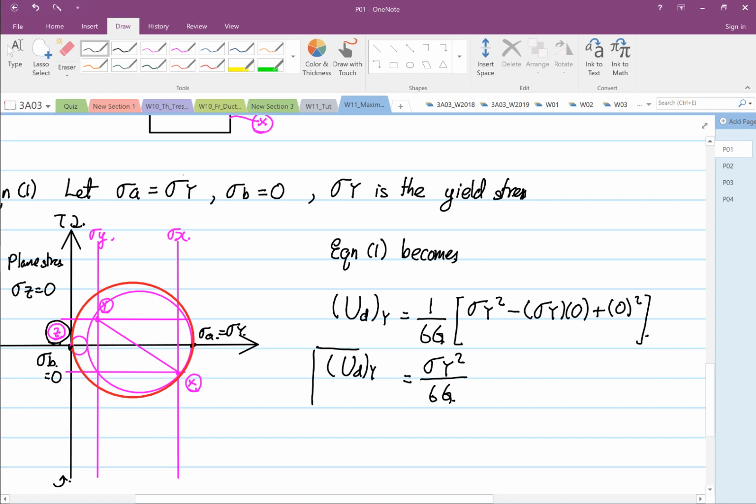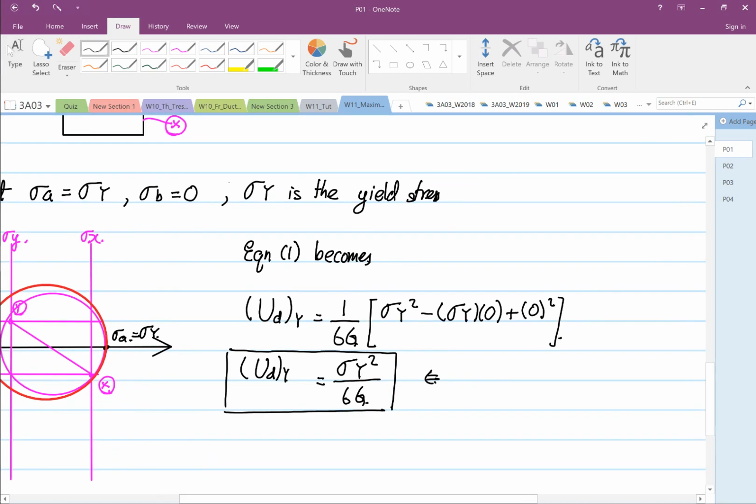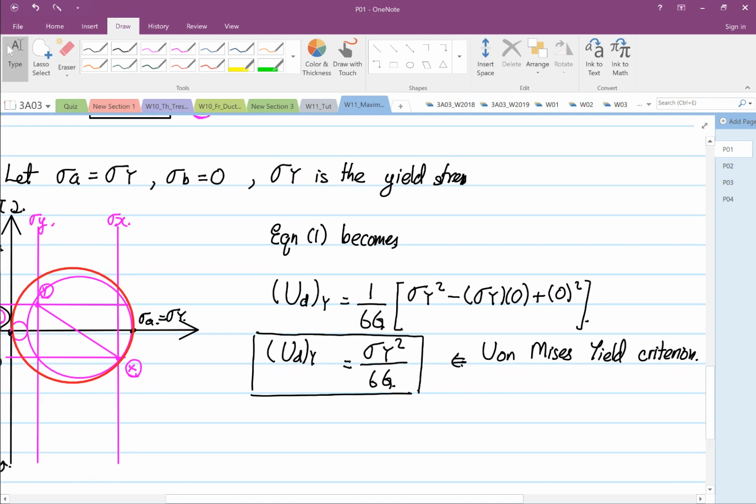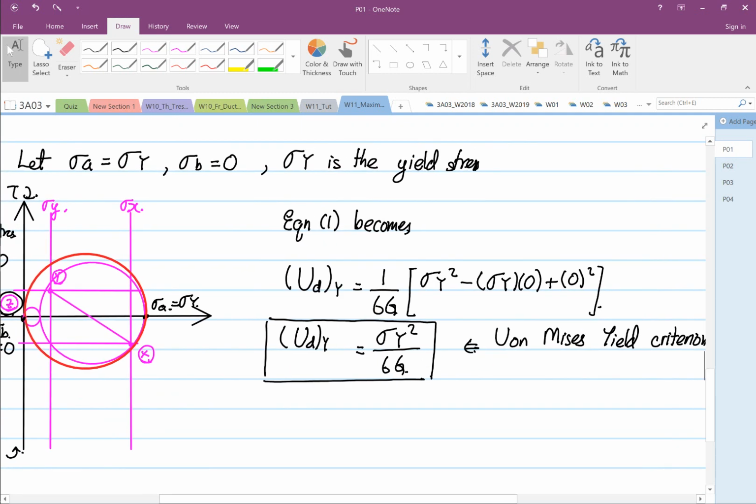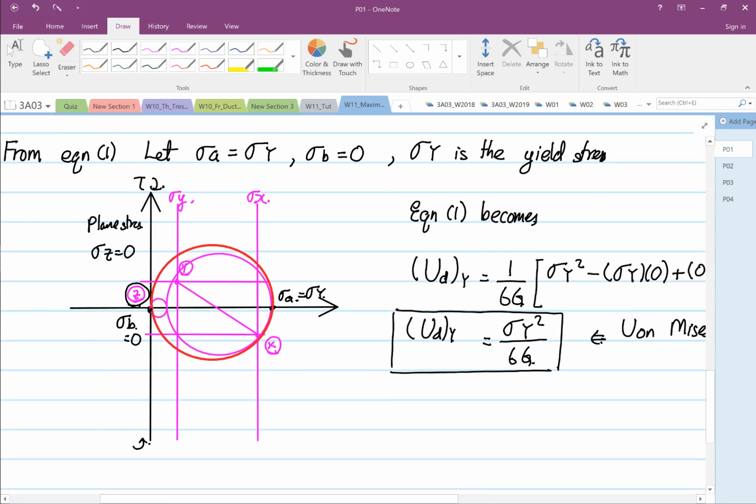This expression itself is known as the von Mises yield criterion. I'll come back again to do another video on the limits of this von Mises criterion.